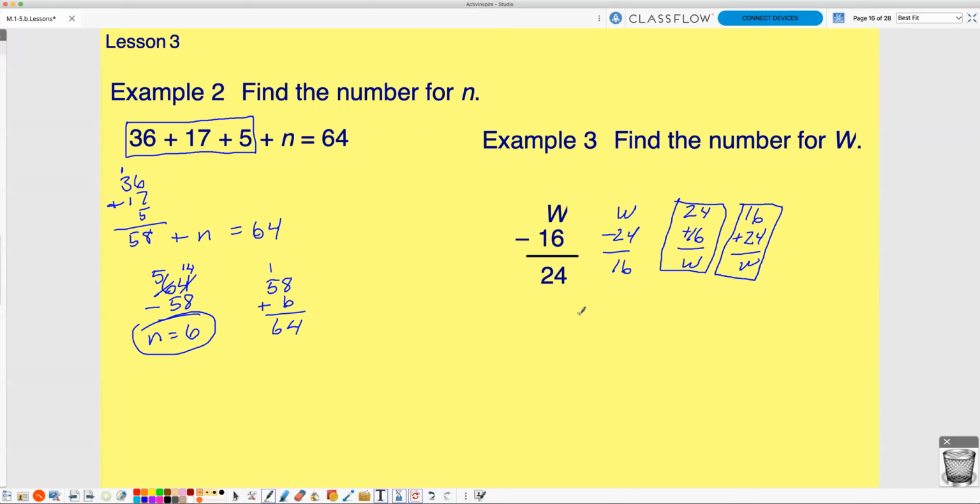So if I'm going to do 24 plus 16, this is what I'd end up with for w. This would be 10, carry the 1, this would be 4. So that means w equals 40. I can double check my answer by just taking 40 minus 16, and this would be, borrow that, 10, this would be 4, this would be 24. 24 is the difference. So that means w does equal 40.